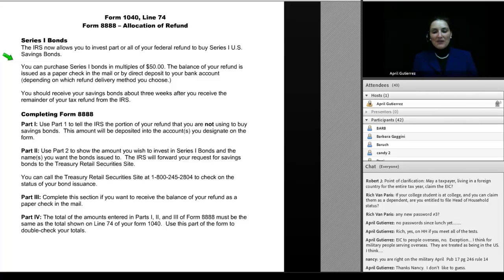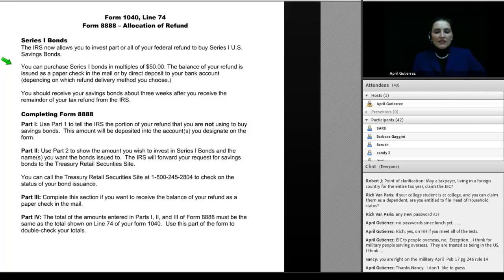Next line of the tax form is refund. Hey, we've gone through all of the payments. Now we've got to the refund line. And what do we do with that refund? How do we get our money? Well, there's all kinds of different ways that the government can give us our money. And we make those choices sometimes, not always, but sometimes we make those choices on Form 8888.